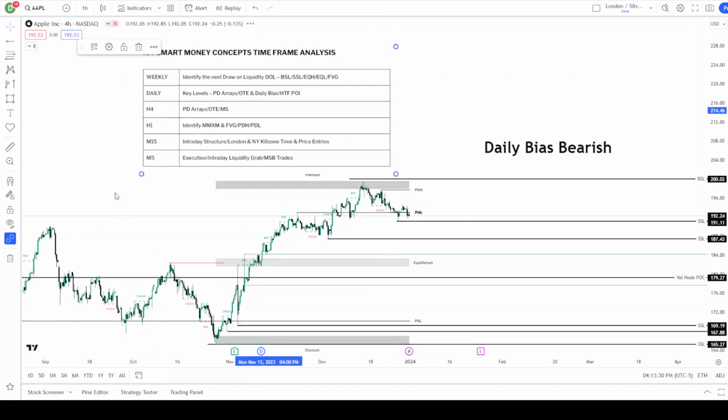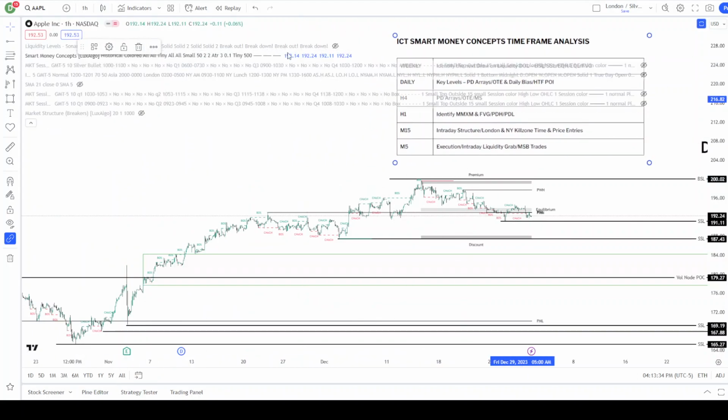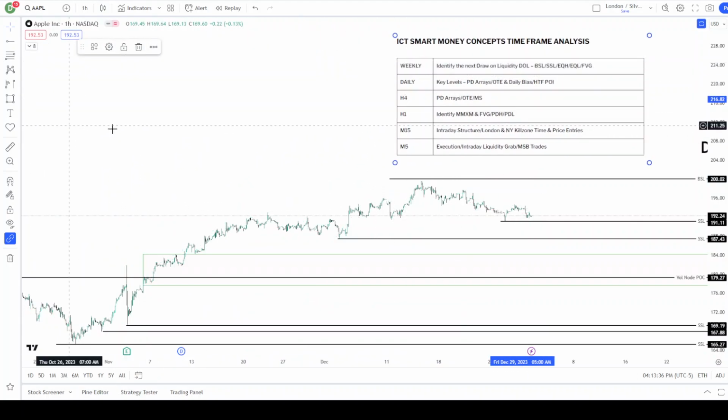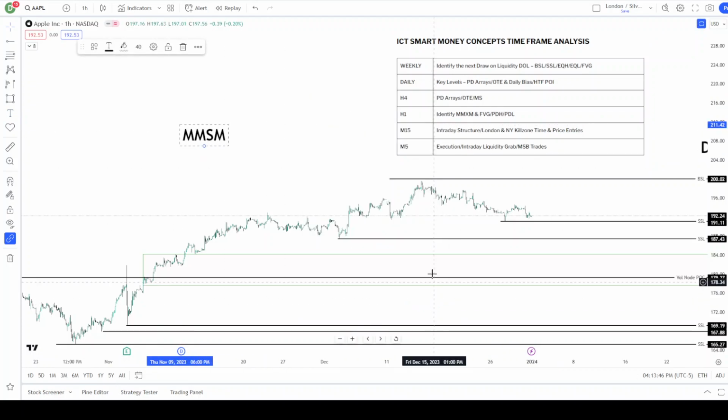Dropping down to the 1 hour time frame. On the 1 hour time frame, we're looking at market maker buy or sell models. Well, we've already identified that. We are in a market maker sell model because we have taken this top, we've come up, we've changed character, we've seen optimal trade entry. Okay, now we're selling down. Market maker sell model.